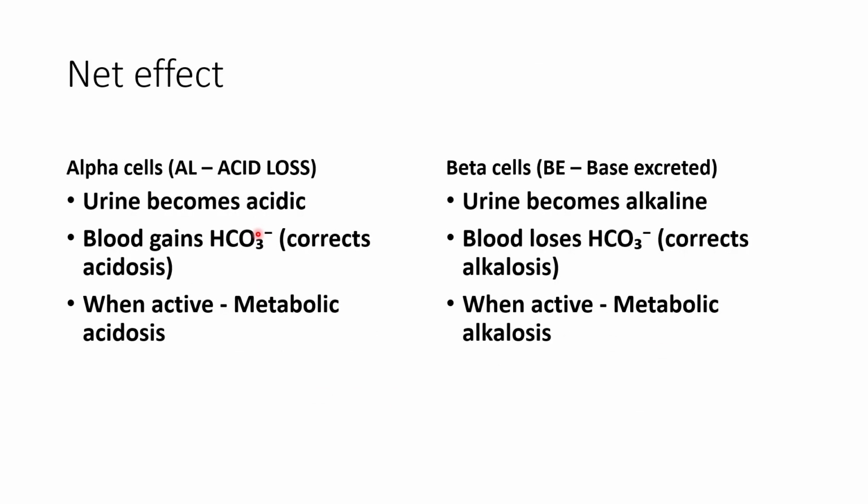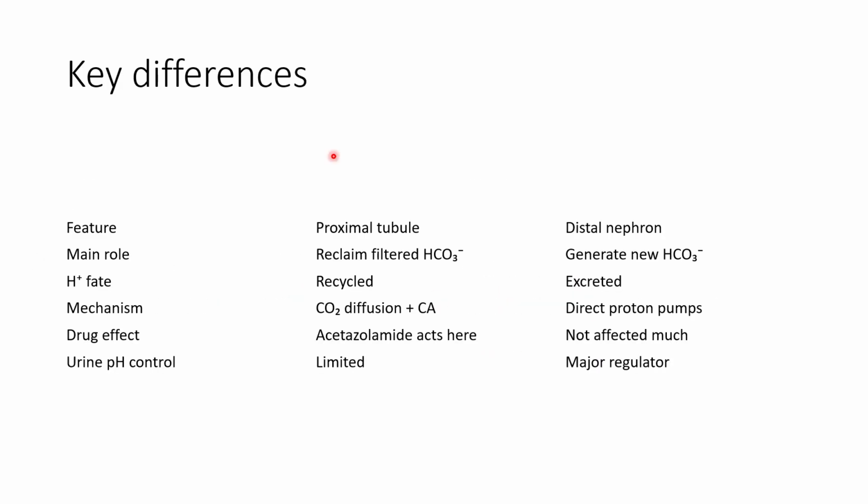An easy way to learn is to look at the first two letters of alpha cell, Al, so it causes acid loss, and Be, the beta, causes excretion of base. So alpha cells make urine acidic, beta cells make urine alkaline. Alpha cells cause the blood to gain bicarbonate, that is, they help correct any acidosis. Beta cells make the blood lose bicarbonate, so they correct any alkalosis. Alpha cells are active in metabolic acidosis, and beta cells are active in metabolic alkalosis.